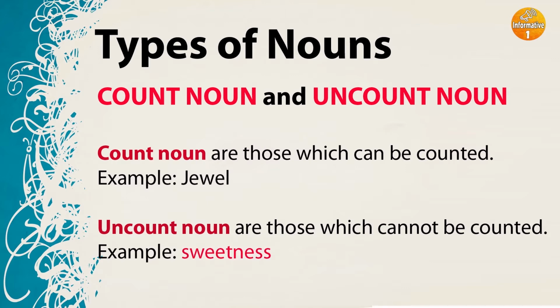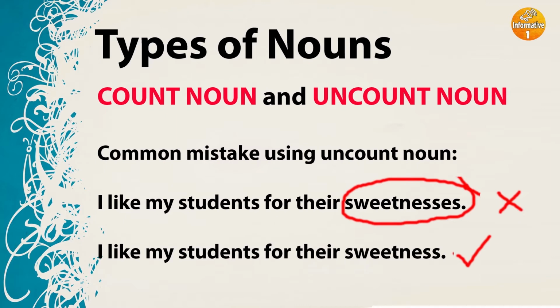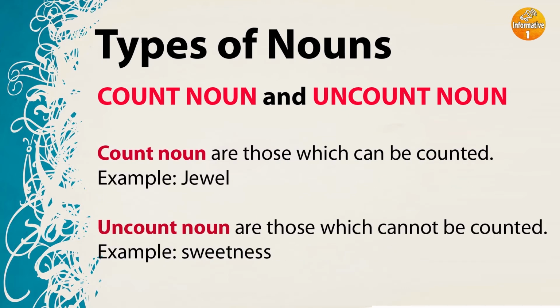For instance, sweetness. Now, this is why I have mentioned this here, because it's very important. Most of us who do not have English as their first language, they make mistakes in the use of count and uncount nouns. So, for instance, if I were to say, I like my students because they are sweet, and I say that I like my students for their sweetnesses, it would be wrong, because sweetness is not countable. It has to be sweetness, whether it's for one thing or many. On the other hand, count nouns can be counted, so it could be 1 or 2 or more. So this is the most important distinction that you need to know.